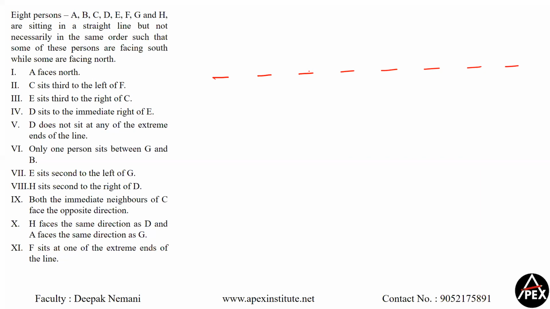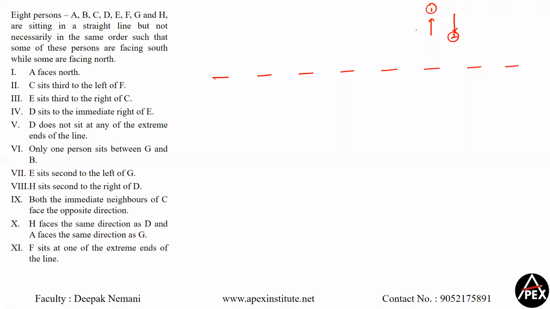We are given 11 additional statements to determine the positions of these 8 people and the directions they are facing. I will consider this direction to be 1 and this direction to be 2. Clear? I assume you have gone through all these 11 statements. Can someone tell me which statement I should start with?